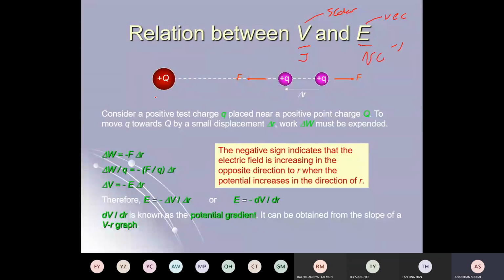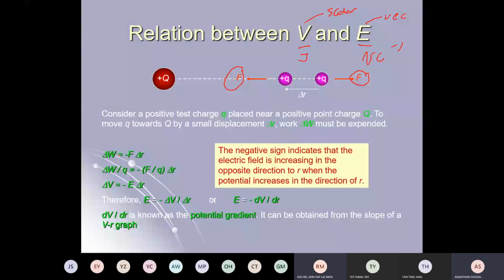You see this picture. Consider a positive test charge small q placed near a positive point charge capital Q, placed close to the capital Q, and the small q was moved towards the capital Q. The work done by you is what? The work done by your applied force. The positive charge pushes with force F, towards this direction, the same direction as R, so we put negative F. So work done is negative FR.